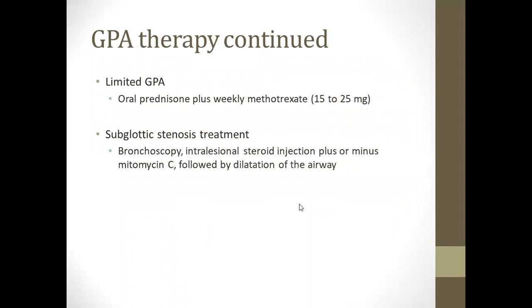Limited GPA, so more just respiratory involvement, is treated with oral prednisone plus weekly methotrexate. And we do a stronger dose of the methotrexate than where we would start for rheumatoid. Subglottic stenosis is a very difficult disease to treat. Thankfully, it is very uncommon, but they can try intralesional steroid injections, mitomycin C, dilatation, but that unfortunately is a very challenging manifestation of this disease.